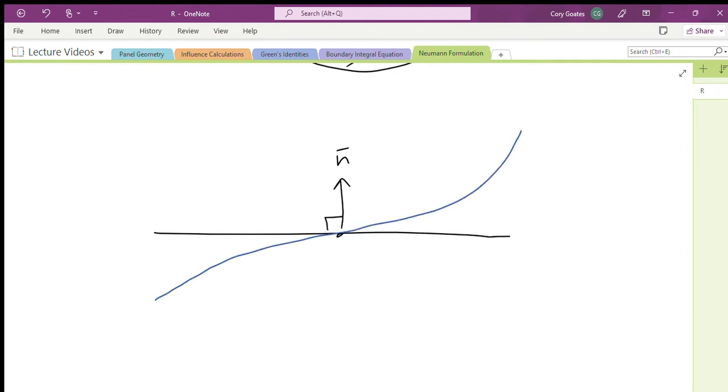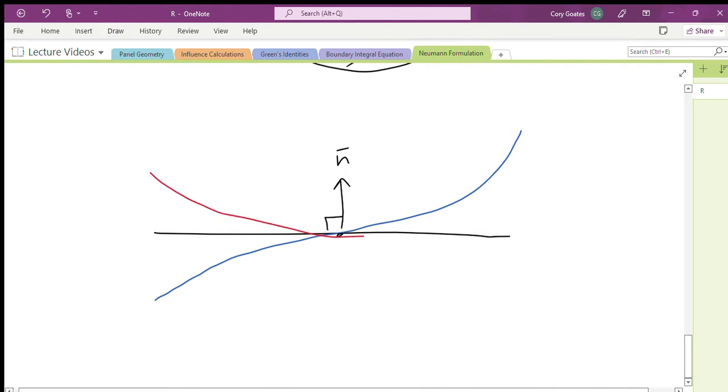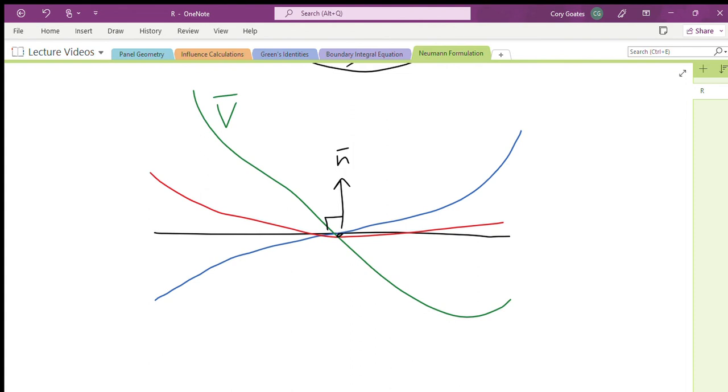If I were to plot V sub n, or V dotted with n, over this panel, it might look kind of like that. I might also have a V dot n that looks sort of like this. There's all sorts of different flow solutions that do actually satisfy this boundary condition. And you need to remember that. And that doesn't mean that what you're getting out of this is not correct or not valid. You just need to remember that you're not enforcing your boundary condition everywhere.